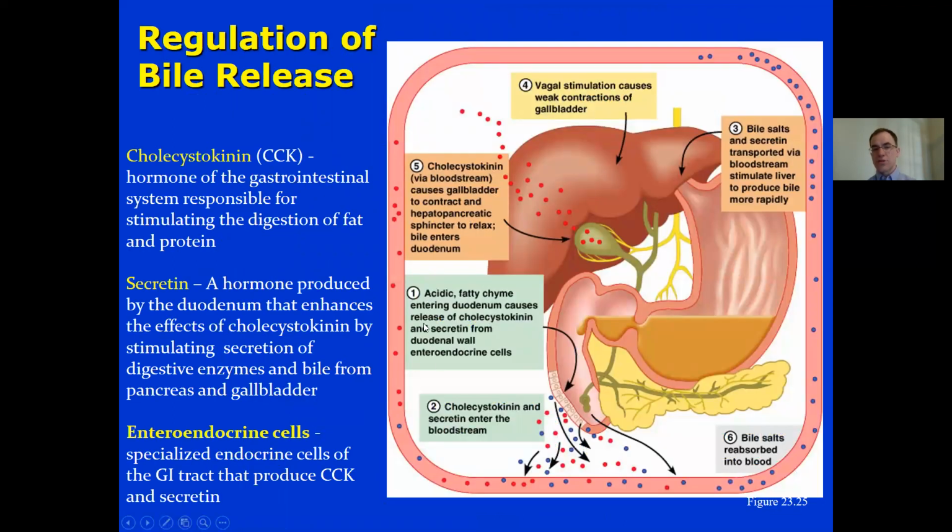So this again is just what happens after the regulation of bile release after you've had a meal. And again, we're going to focus our attention on fat. So this is how bile is released and the role of bile and the pancreatic lipases.